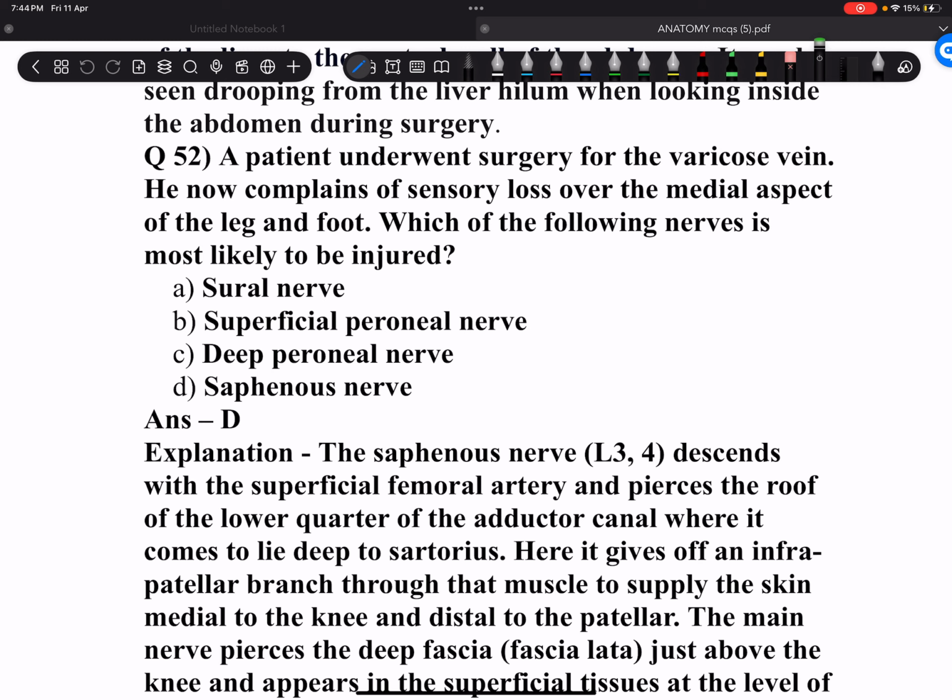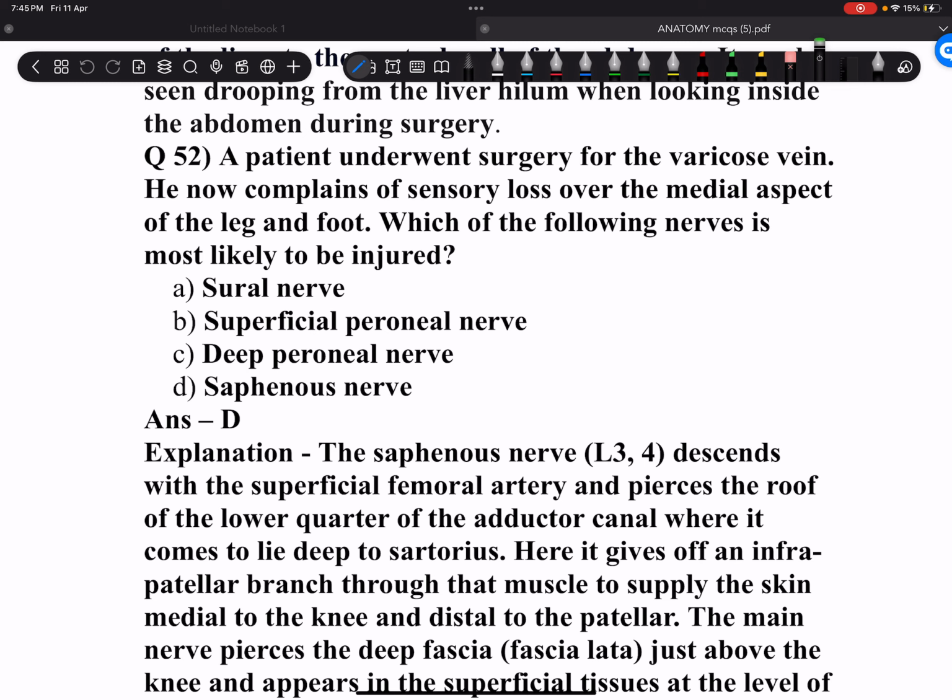Today we are back again with a video related to questions, and we'll be discussing question 52 today. A patient underwent surgery for the varicose vein. He now complains of sensory loss over the medial aspect of the leg and foot. Which of the following nerves is most likely to be injured?